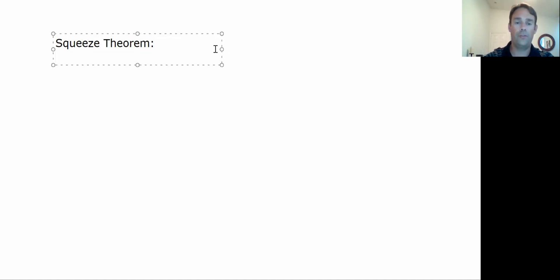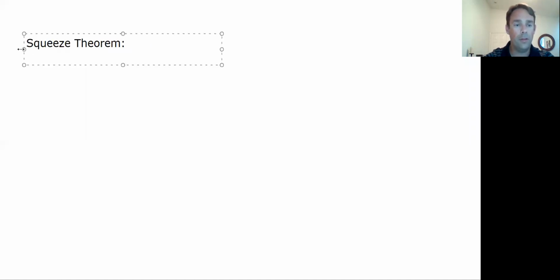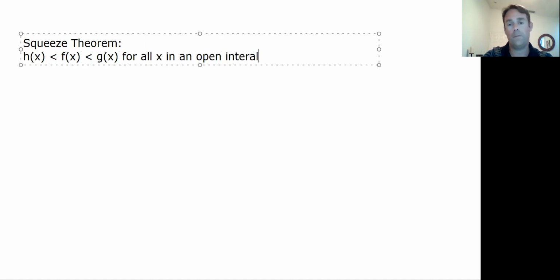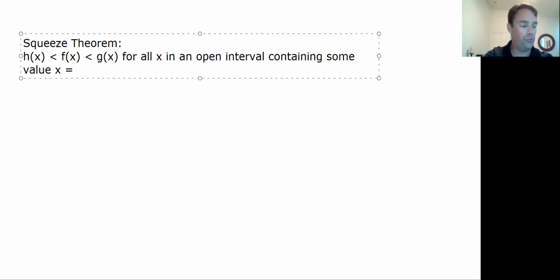And here's what the Squeeze Theorem says. Let's make that longer, make that go out a little bit like this. It says, let's let some function, so we have three functions. Let's take one, h of x, and let that be less than or equal to f of x, and I'll add the equal sign here in a second. And let that be less than or equal to g of x for all x in an open interval containing some value x equals c.